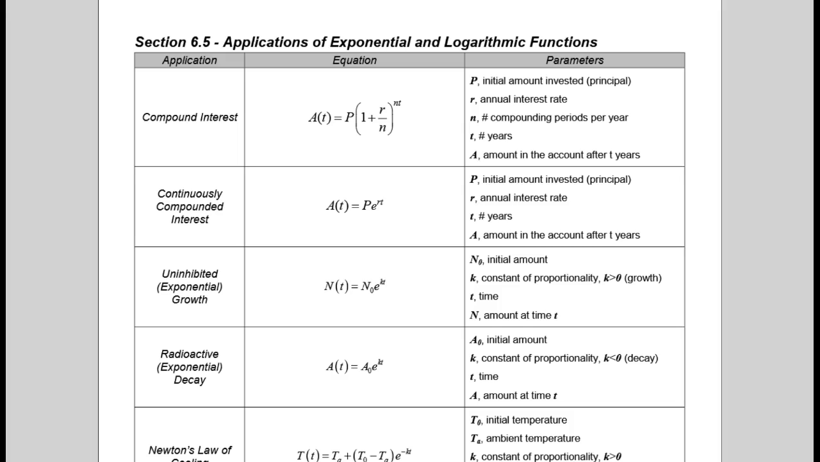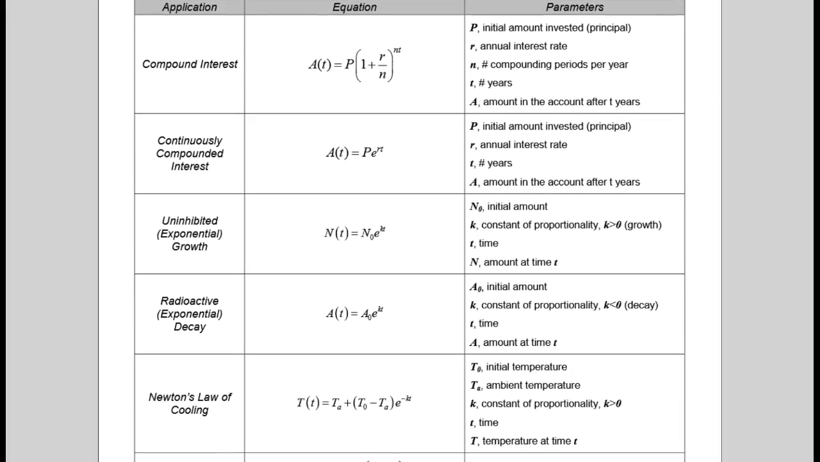So that's what we're hoping we can get better at through this section. The examples that I put together mirror what you'll see in WebAssign, and they should help you get through the Section 6.5 WebAssign successfully. All right, let's take a look at this first couple of equations here. We have compound interest, continuously compounded interest, uninhibited growth or exponential growth, and then radioactive or exponential decay. And then right below that we have Newton's law of cooling.